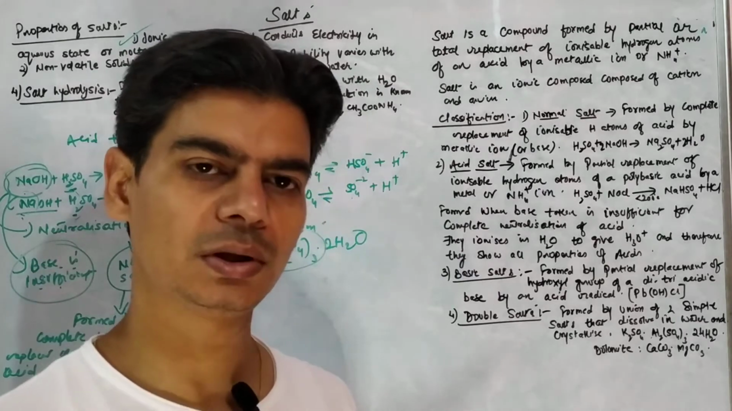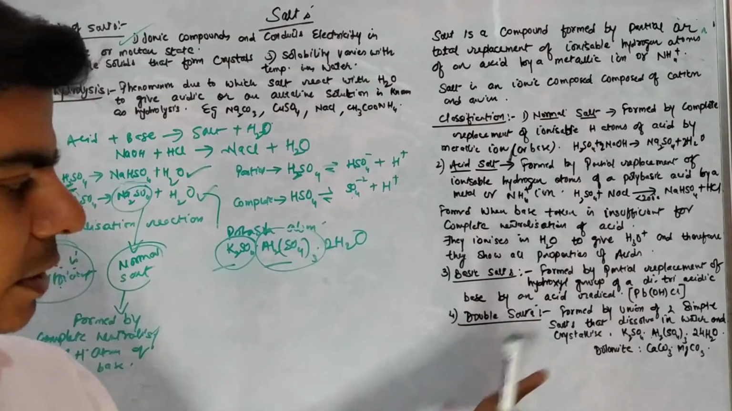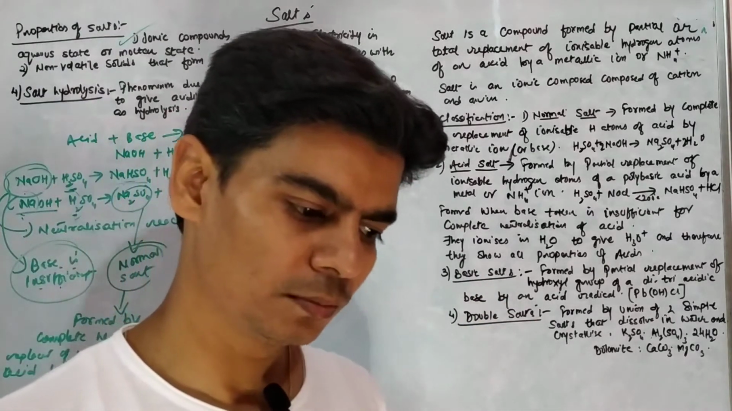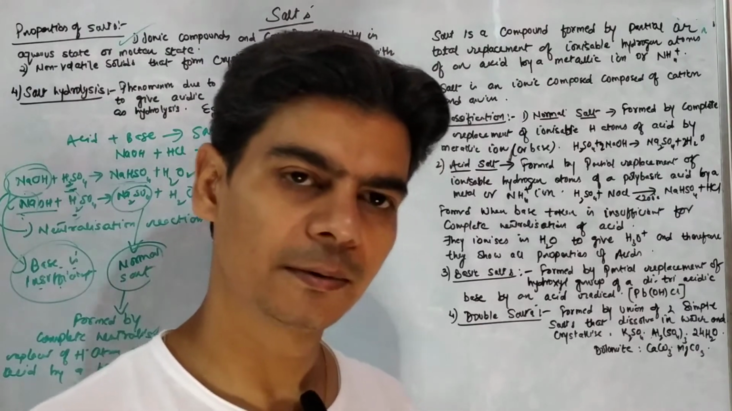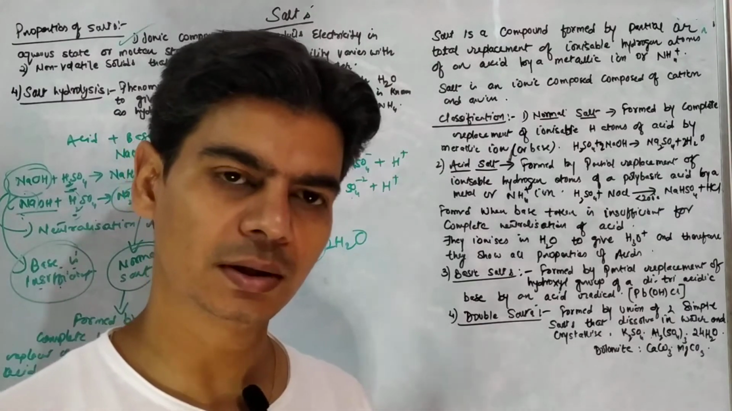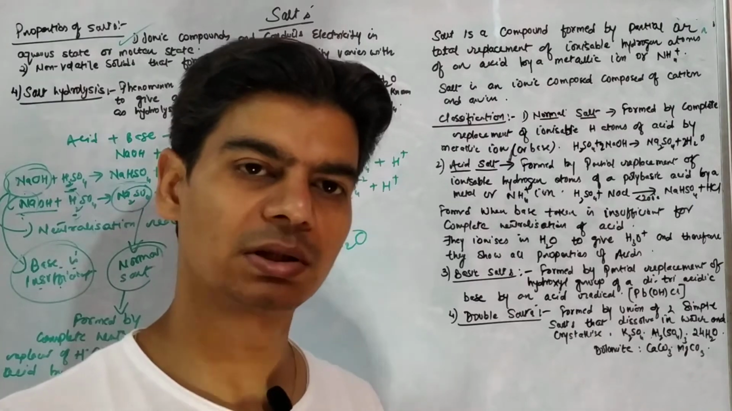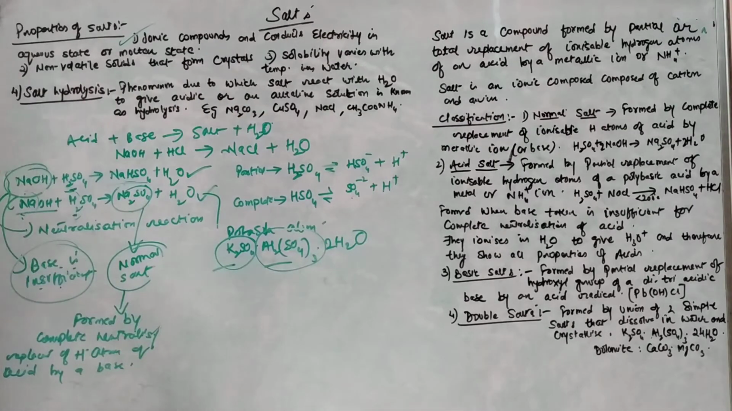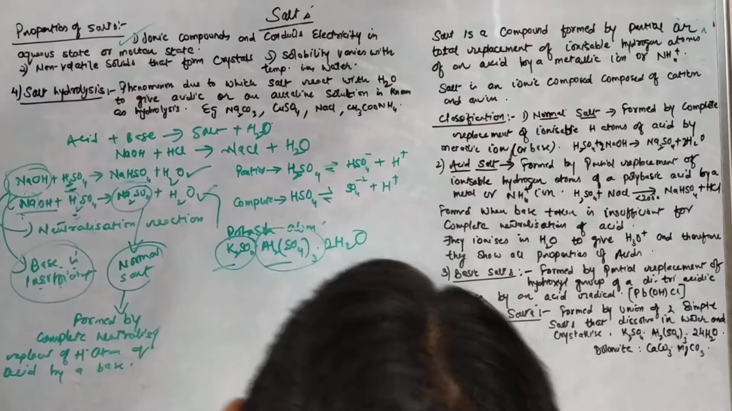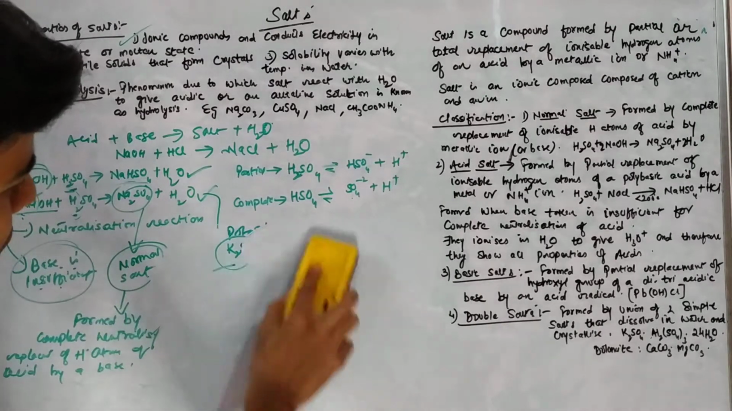You make a saturated solution, like we did here in the case of double salts also. So you heat it, make a saturated solution and then allow it to cool. You will see the crystals of salts forming. Then we have something called salt hydrolysis. Let's see what salt hydrolysis is.